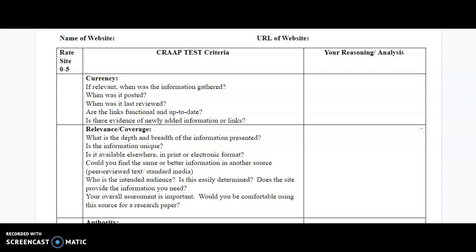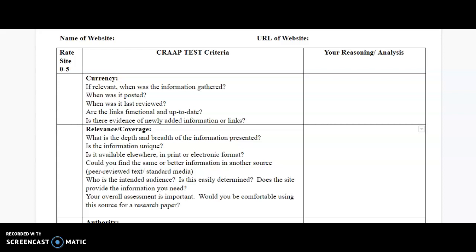The CRAAP test is a series of criteria we use to analyze and evaluate websites used in our research projects. What you're going to do is look at the questions, read them, evaluate the source, explain your analysis on the right, and then rate the source on the left, with a rating of 0 to 5.